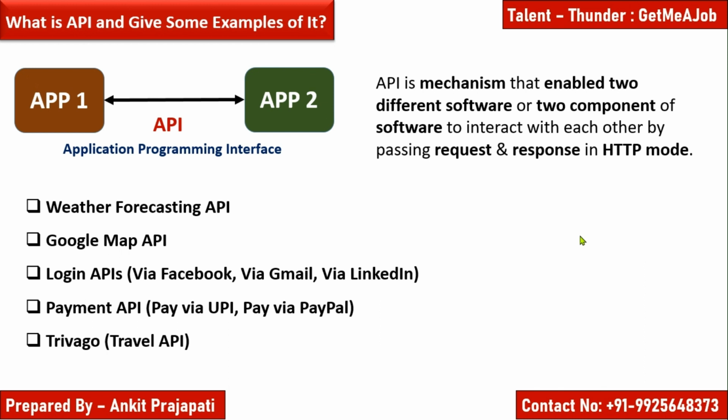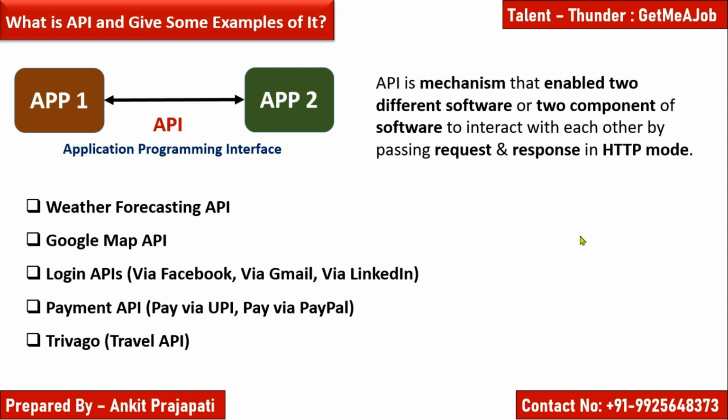In a simple definition, API is the mechanism that enables two different software, or two components of the same software, to interact with each other by passing requests and responses in HTTP mode. You can also have different modes when you transfer the data, but this is the basic fundamental of API.